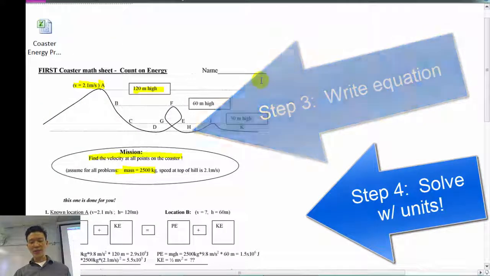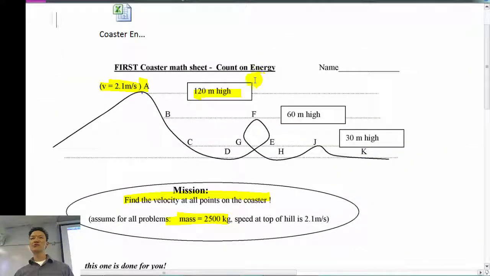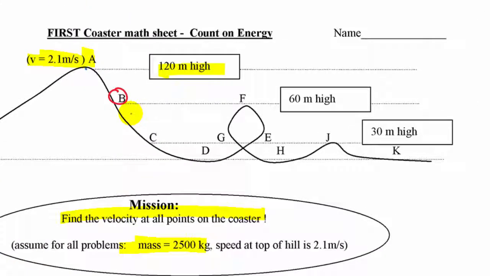Your mission is to finish up finding the speeds along each point of the ride. Let's make your life a little bit easier. We just did point B. Guess what? You actually just figured out what other point. Are you awake? Good job.